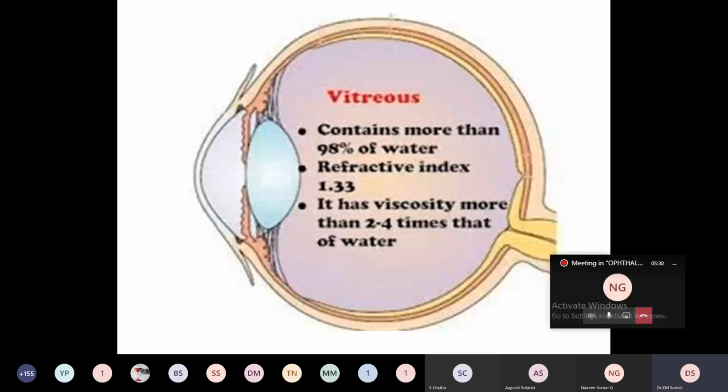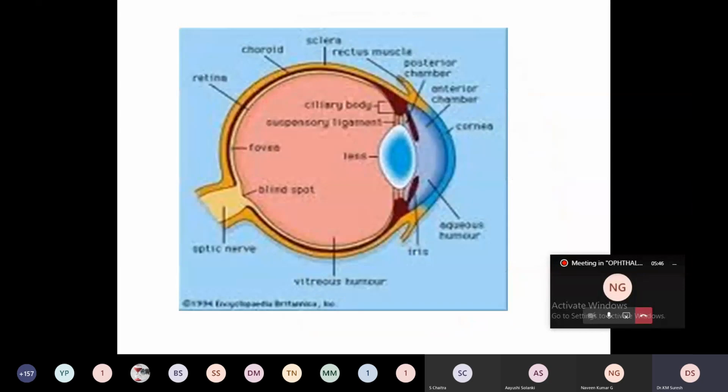Okay, vitreous contains more than 98% of water and the refractive index of the vitreous is 1.33 and it has got a viscosity which is more than 2 to 4 times that of water. This is just a diagrammatic representation to represent where the vitreous is present. As you know very well, it occupies more than 4/5 of the volume of the eyeball.